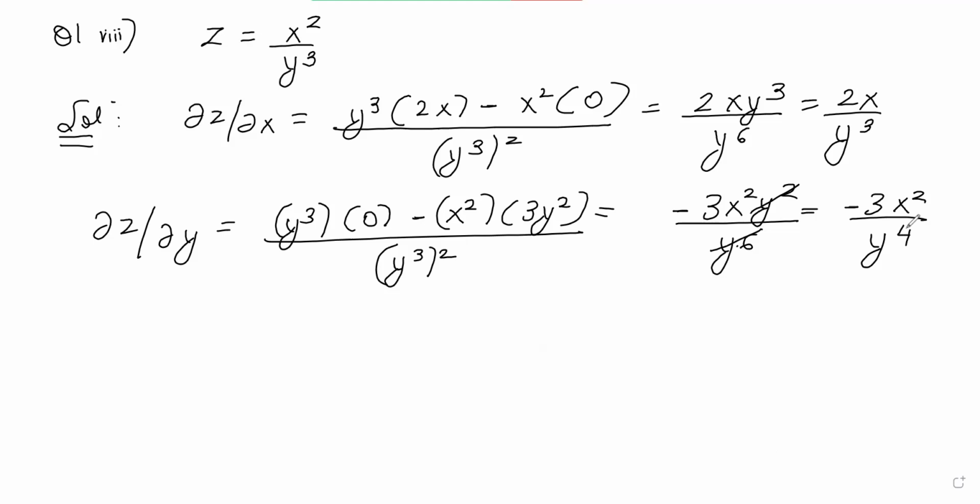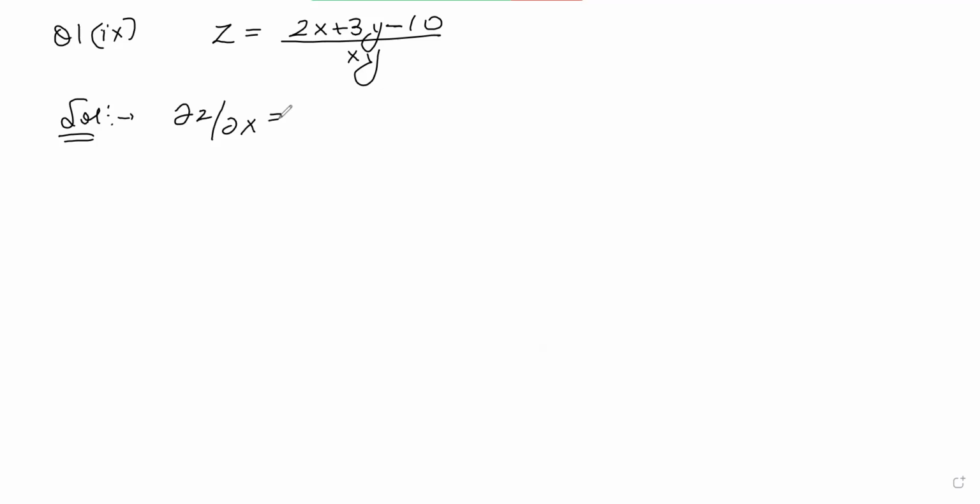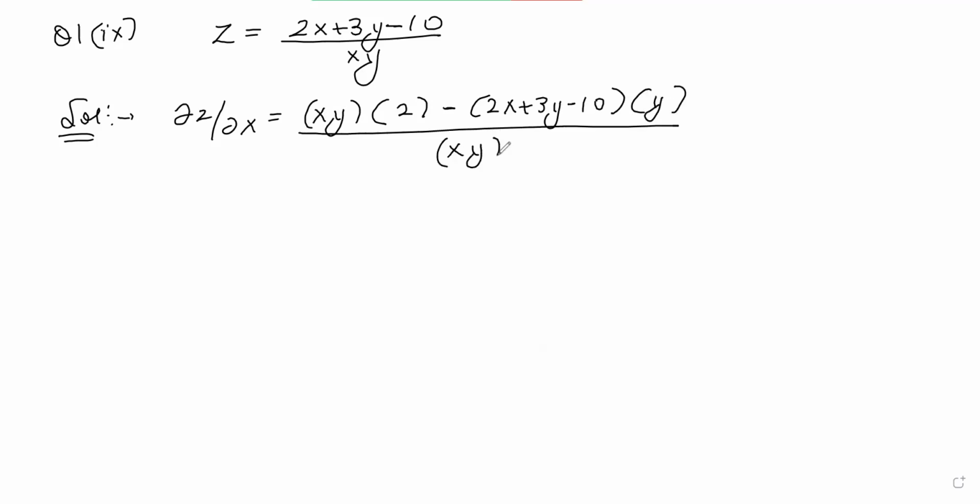let's look at the next part, question 1, part 9. Z is equal to 2x plus 3y minus 10 over xy. Del Z by del X will be, again I apply the quotient rule. Denominator into the derivative of the numerator with respect to x is 2, minus numerator, which is this whole expression, times the derivative of the denominator with respect to x, which is y, over denominator square.